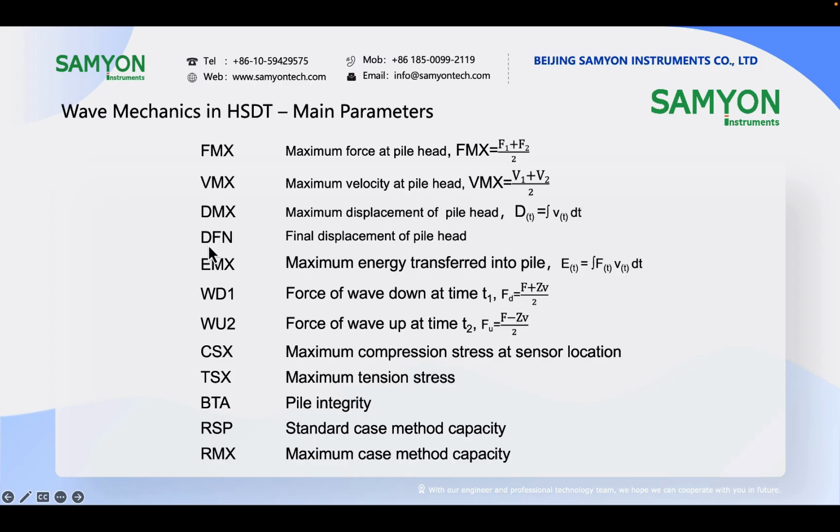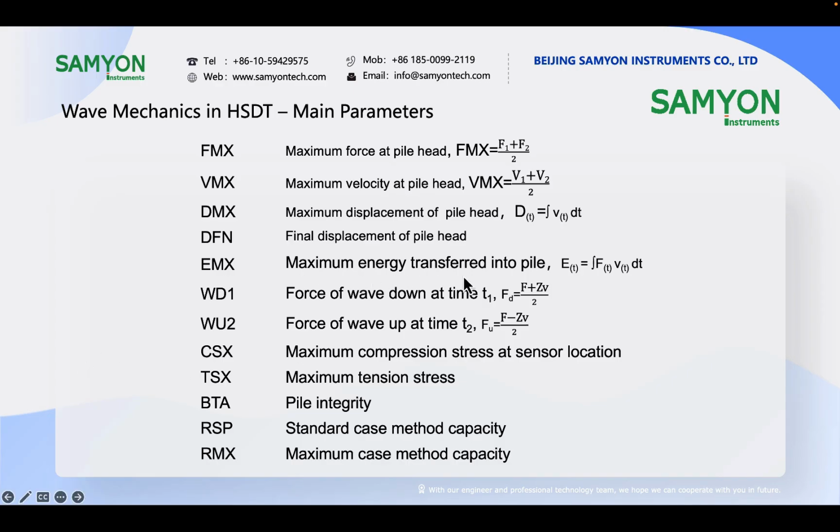D means displacement. So DMX is the maximum displacement of the pile head. It's the accumulation of the velocity. And DFN is the final displacement of the pile head. So we can take DFN as the set of the pile. But remember that it's calculated from the acceleration accumulated to velocity and then accumulated to displacement. So there could be some error in this calculation. So it's not exactly the pile set.